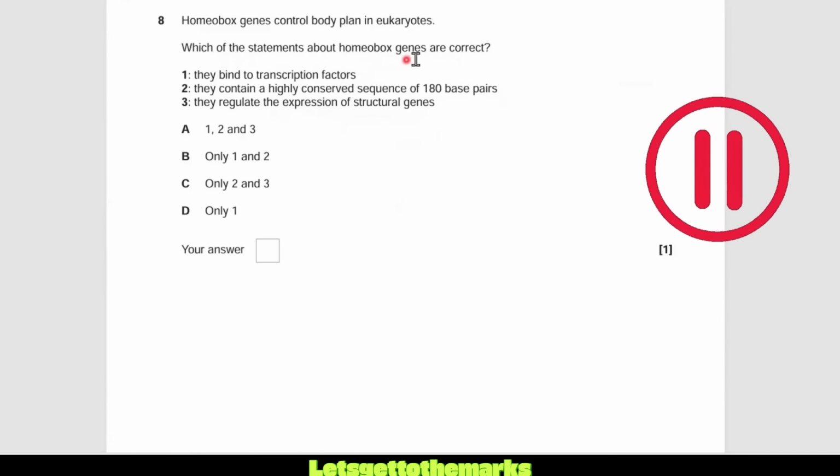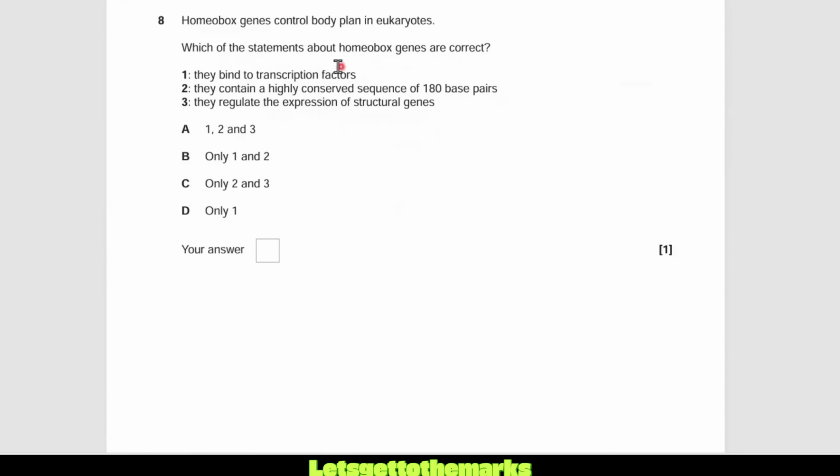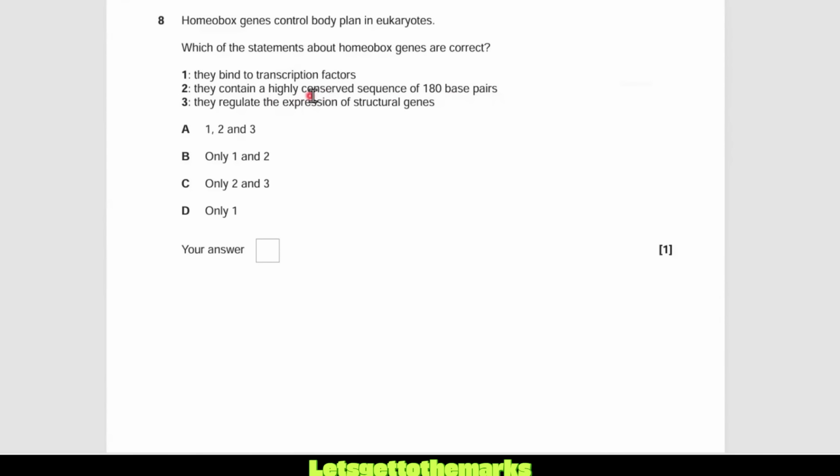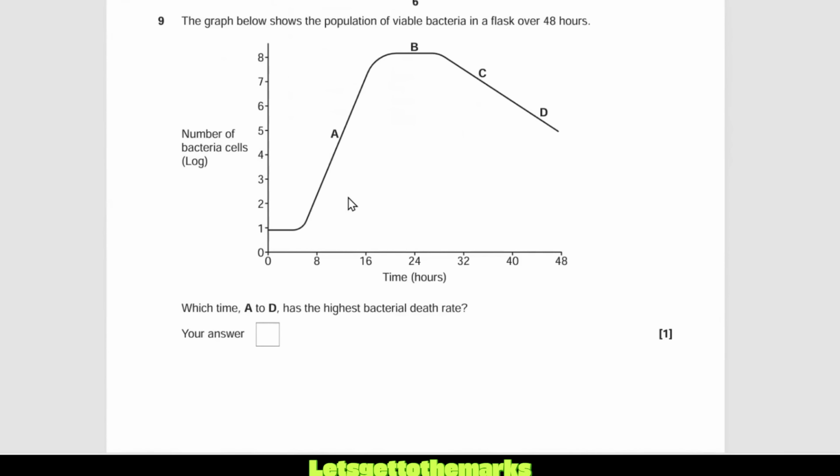Okay, homeobox genes do not bind to transcription factors. They contain a highly conserved sequence of 180 base pairs. That is true. We find that they are conserved throughout all organisms, or most organisms. Most animals have the same stretch of homeobox genes. They regulate the expression of structural genes. This is true. So I'm going to go 2 and 3. We're going to go C with this one. Sure, I could have done a better explanation of that, but try speedy.